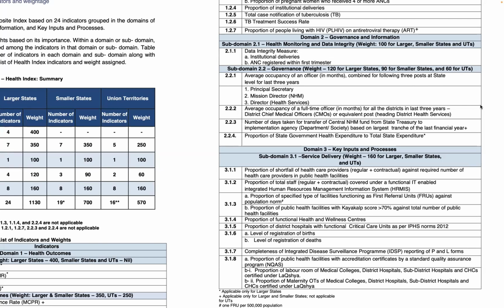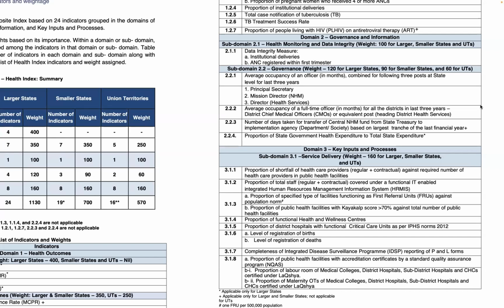Proportion of shortfall of healthcare providers, regular plus contractual. How many healthcare providers are there in a state? This takes count of regular and contractual providers against the regular required number of healthcare providers in public health facilities. So they are taking note of how many are required and how many are there actually. By that you will get the deficiency.